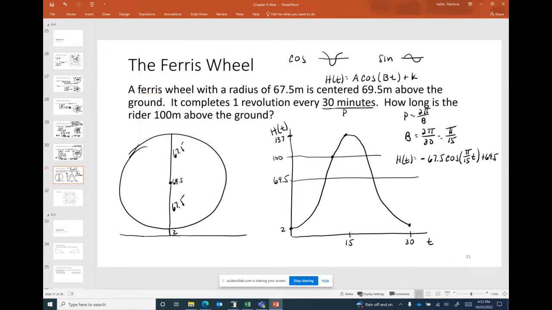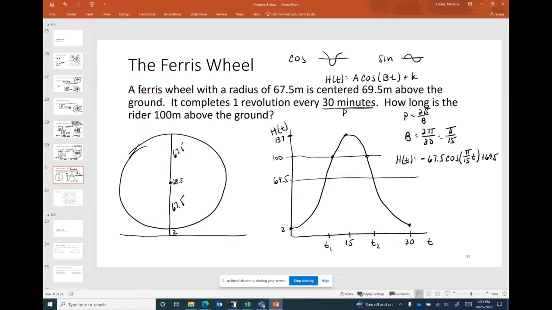Okay, so I need to find these two times. One is here and one is here, right? We've got a t sub 1 and a t sub 2. That's the distance, but the length of time between these two times is going to tell us how long that rider is 100 meters above the ground. All right, so how do we go about finding this?